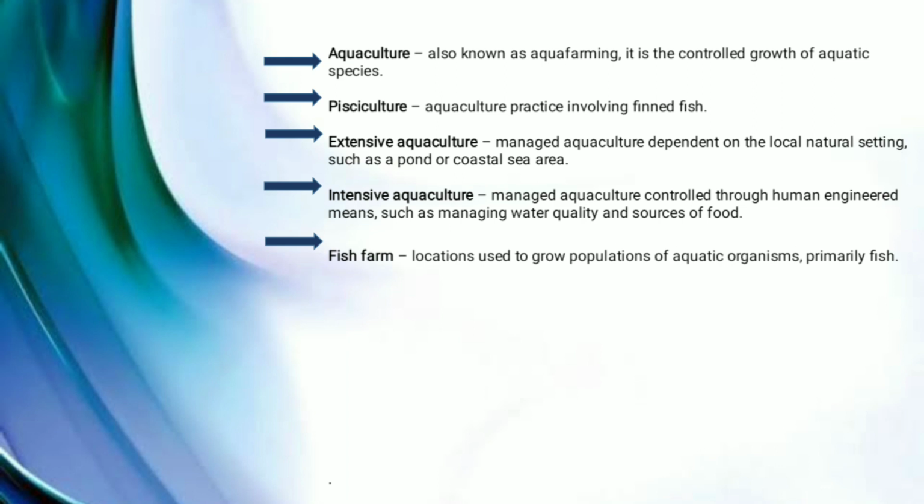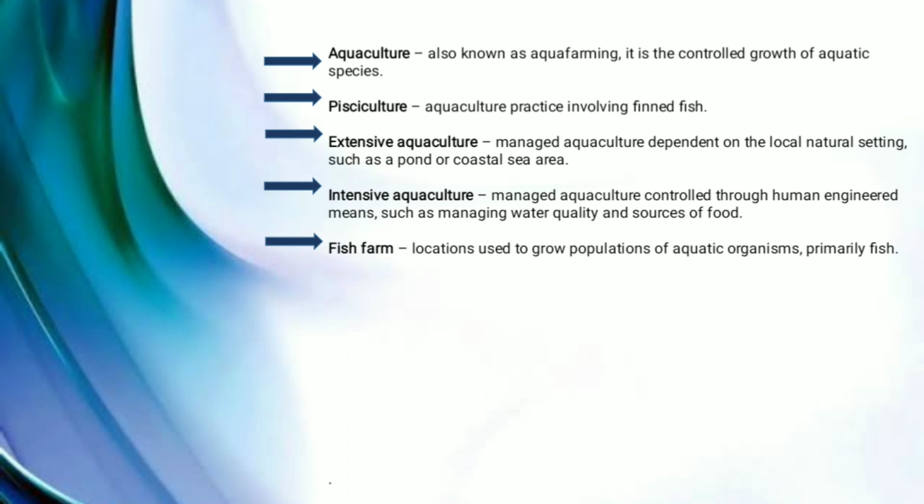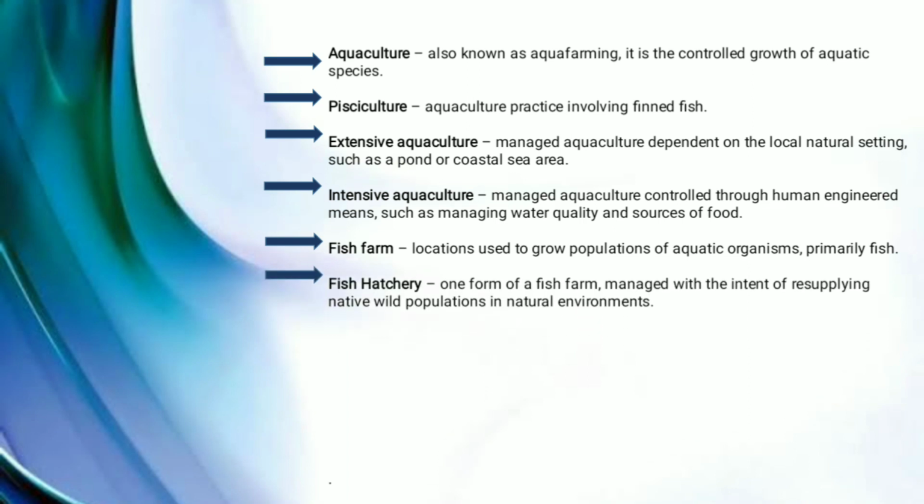And next is fish farm. What is a fish farm? In actual, a fish farm is a place or location used to grow populations of aquatic organisms, primarily fish. And next is fish hatchery, one form of fish farm managed with the intent of resupplying, which means you have to resupply native wild populations in natural environments.